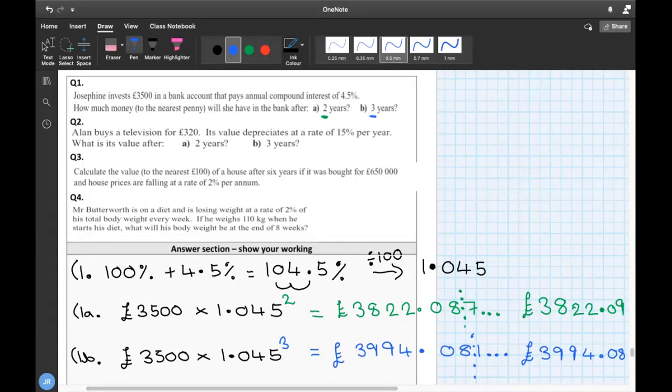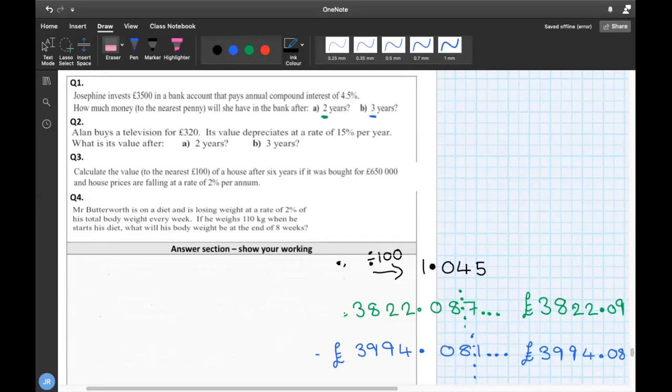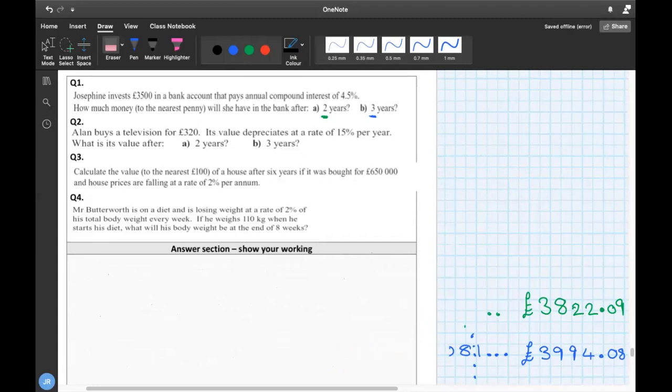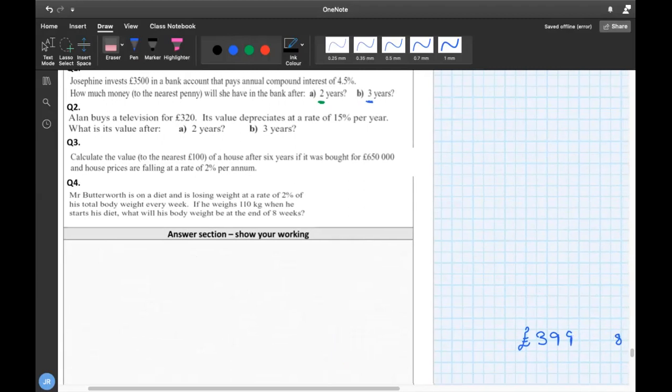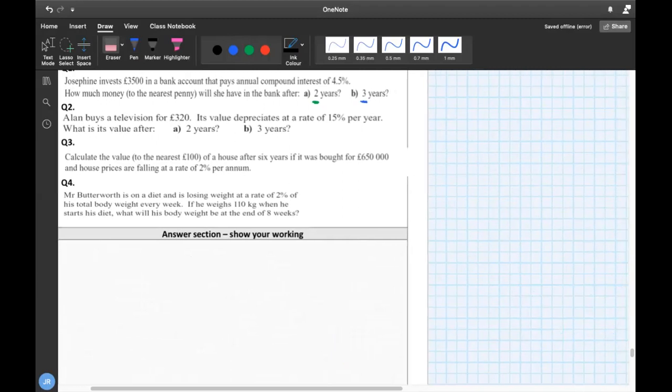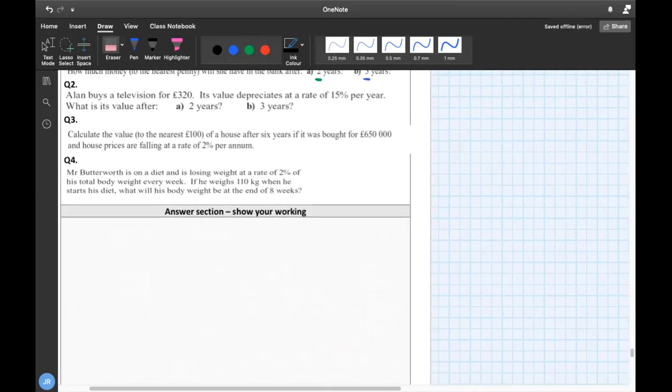Okay, so that was question number 1, and we're going to use a very, very similar method for the other questions. Okay, I'm just going to rub this out now. While we're doing that, let's have a think about question 2. So this time, Alan has bought a television for £320. It depreciates. So if something is depreciating, in general, words that start with a D, they generally mean going down, devaluate, decrease, depreciate. So that means this time it's going down by 15% each year.